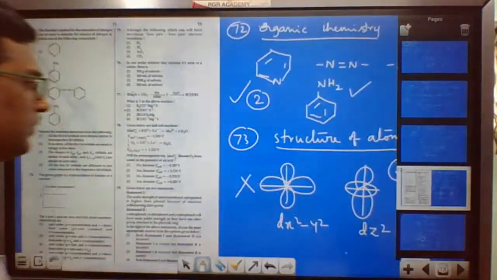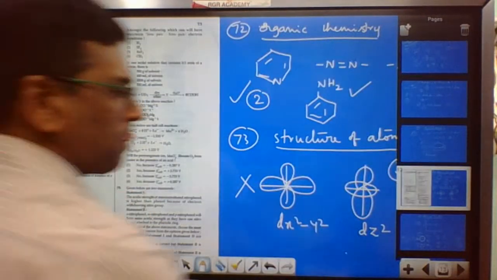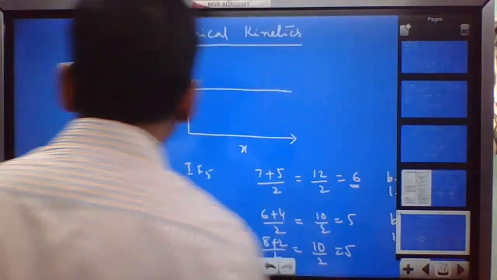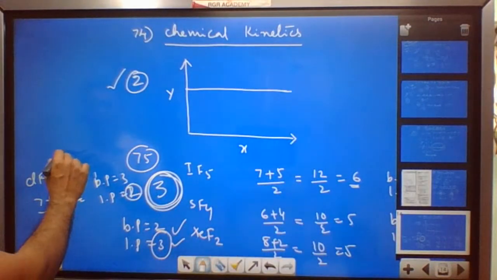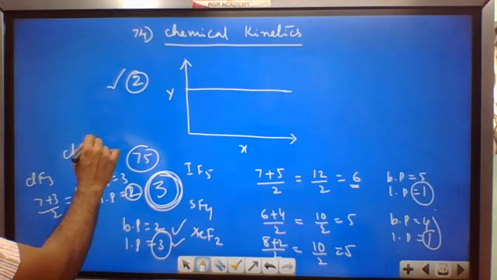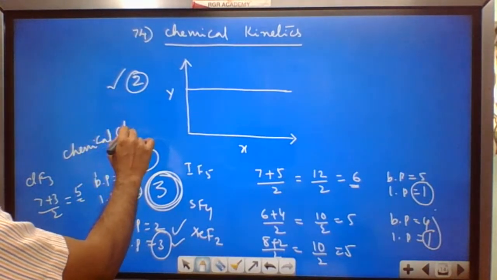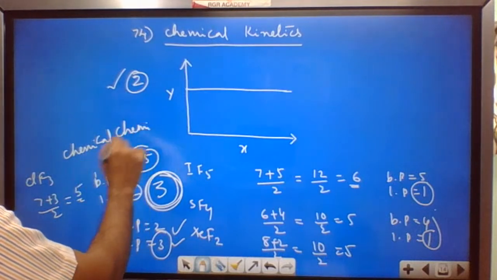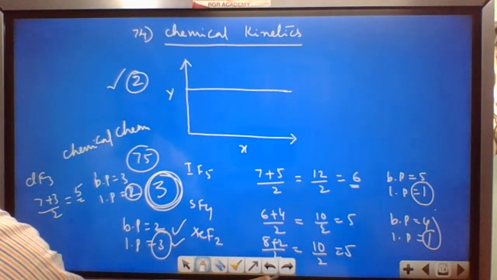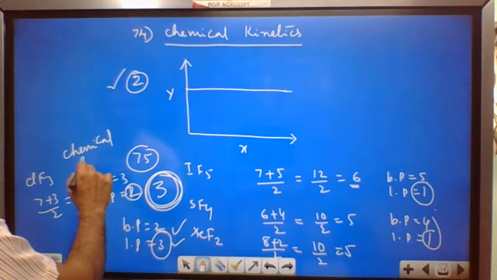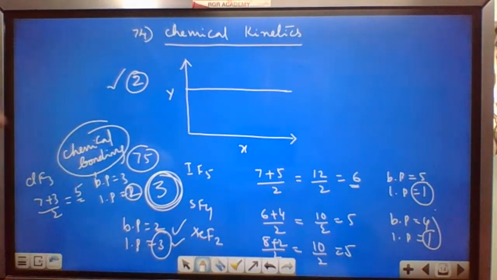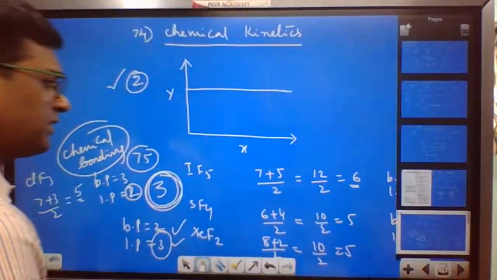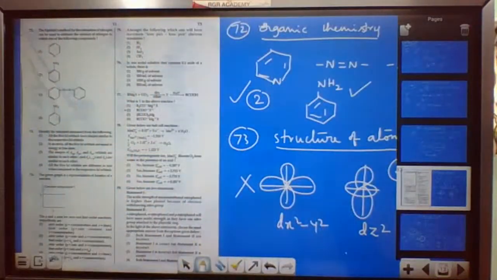75. It is given from the 17th group elements, 17th plus 18th, or we can say chemical bonding. Anyone we can say, but it's inorganic chemistry only. Chemical bonding, or we can say inorganic chemistry. Clear? Next, coming to the next question.